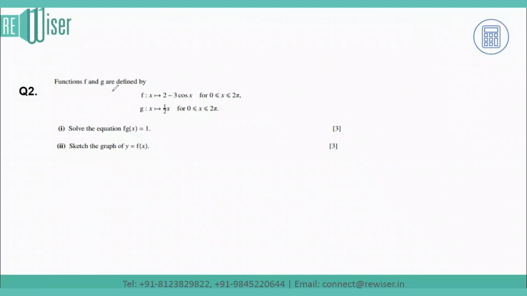Hello students, the functions f and g are defined as f(x) = 2 minus 3 cos x and g(x) = half x.